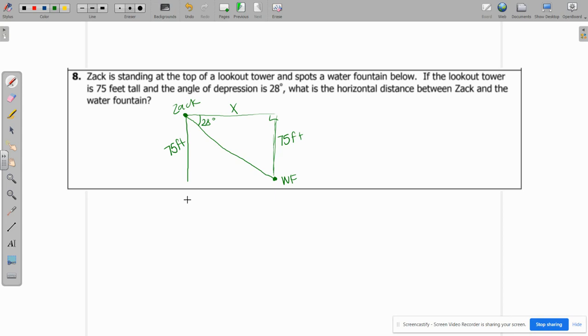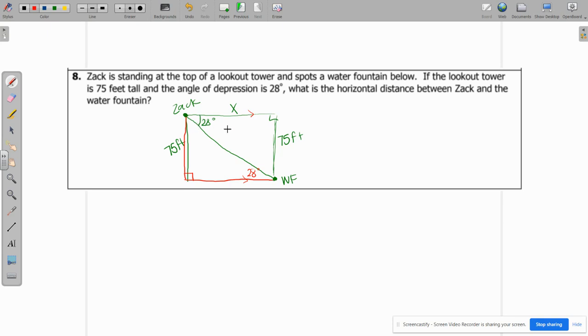That's x right here. Now, if you had really wanted to use this triangle down here, you could have, because again, these two sides would be parallel. So 28 degrees here, the alternate interior angle here would be 28 degrees here as well. So you could also use this triangle. Either way, it's going to work.